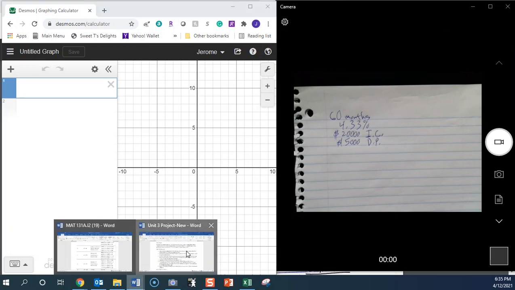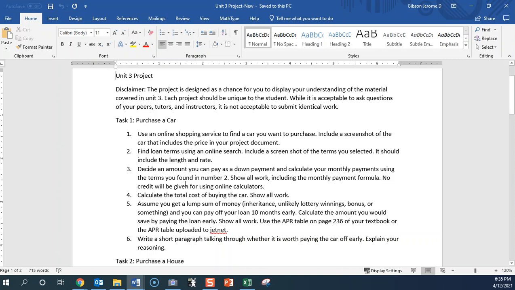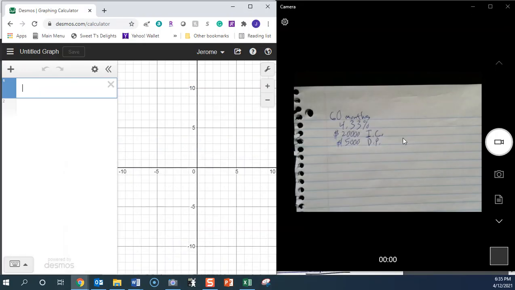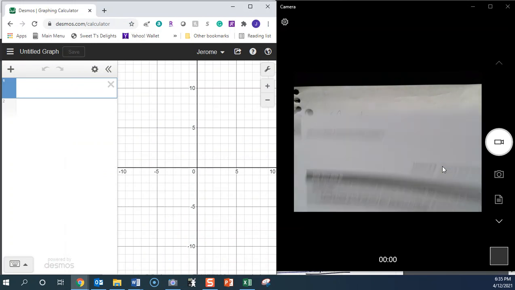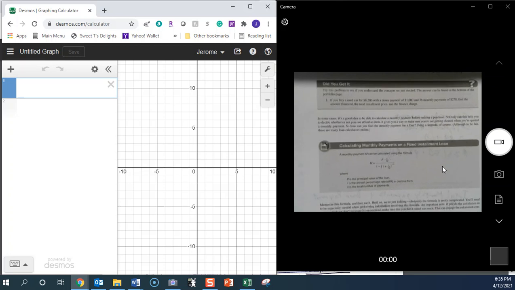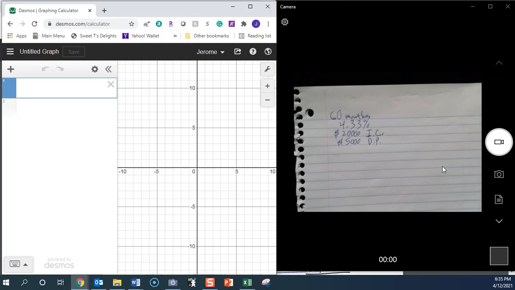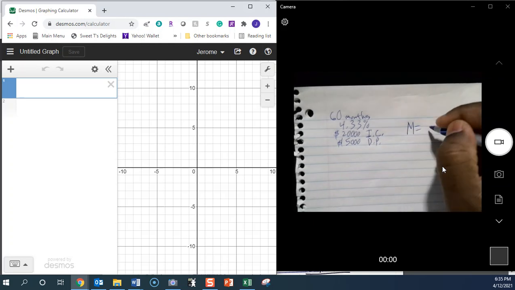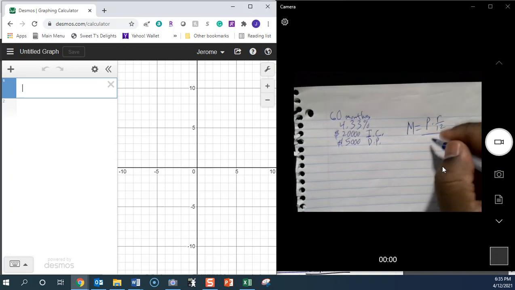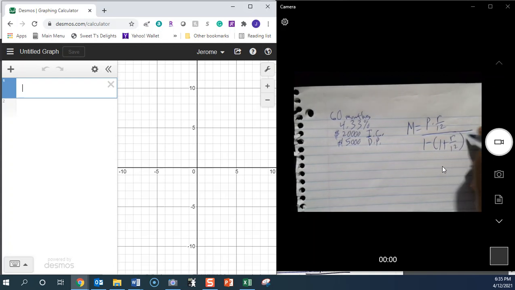Now let me go back to this question here. It says decide an amount you pay, show all work including a monthly payment formula. Now the monthly payment formula was actually on page 235 in your course pack. And I'll go here. This is the monthly payment formula. So I'm just going to write that down, which is M is equal to the principal times the rate divided by 12 all over 1 minus 1 plus the rate over 12 to the negative n power.